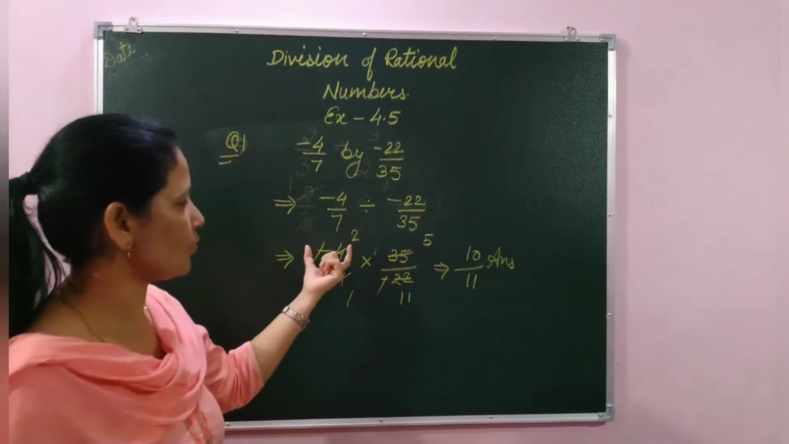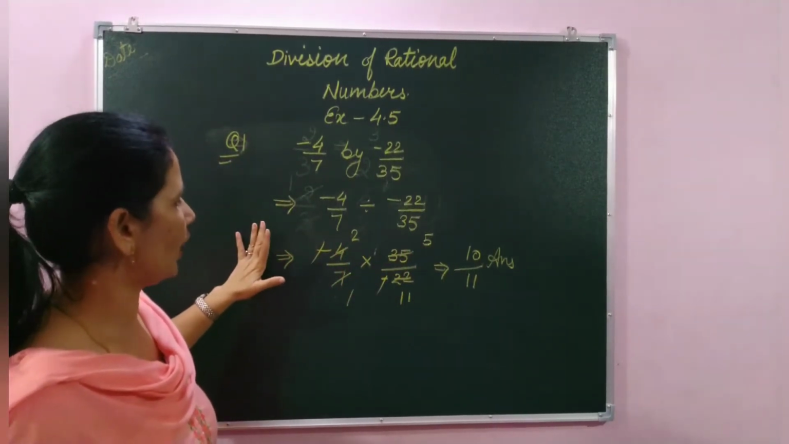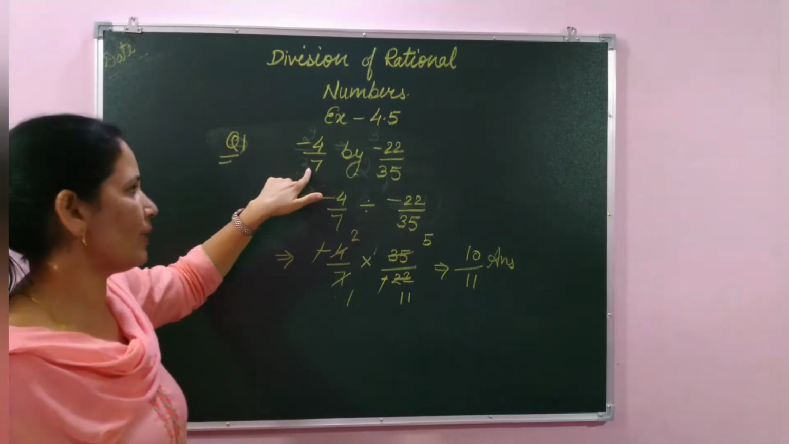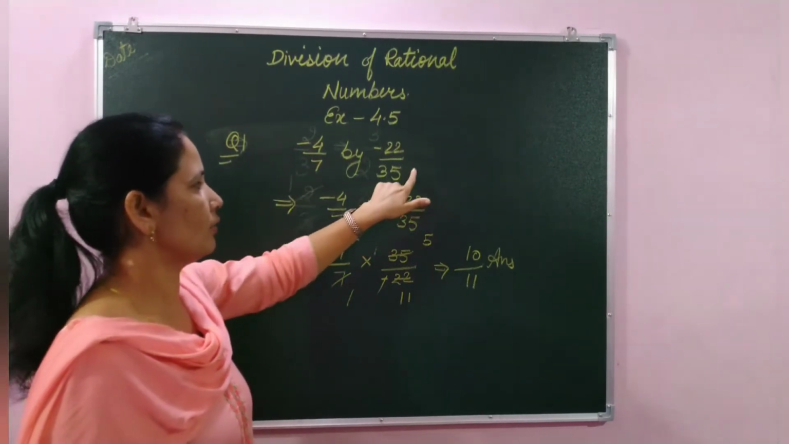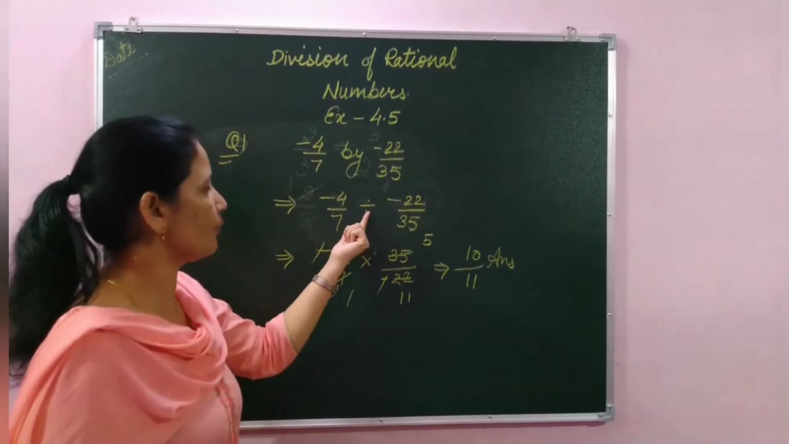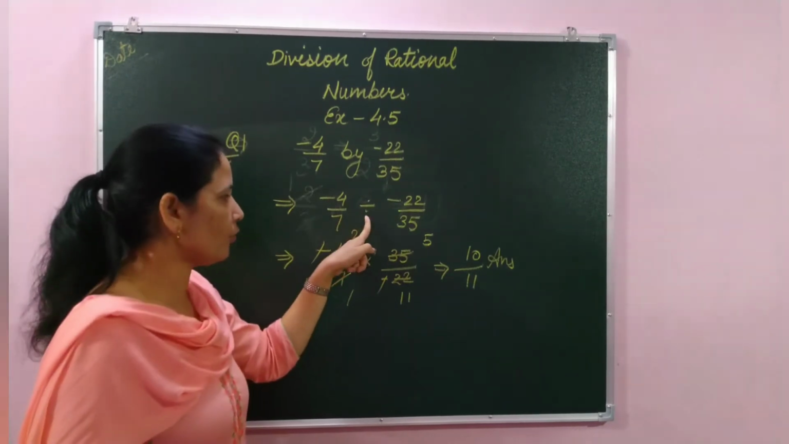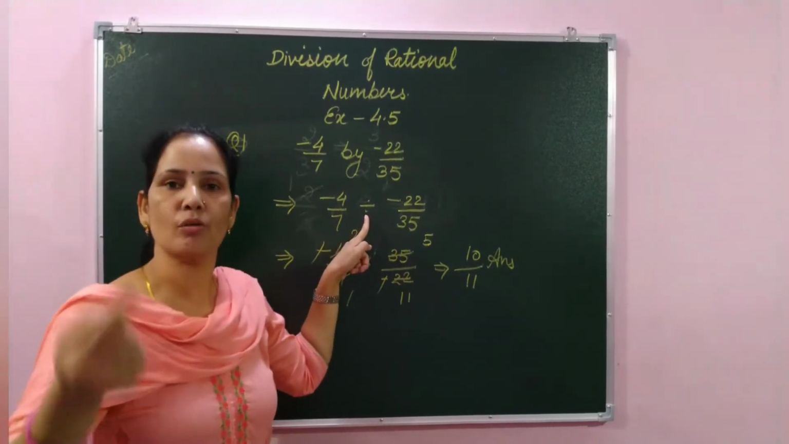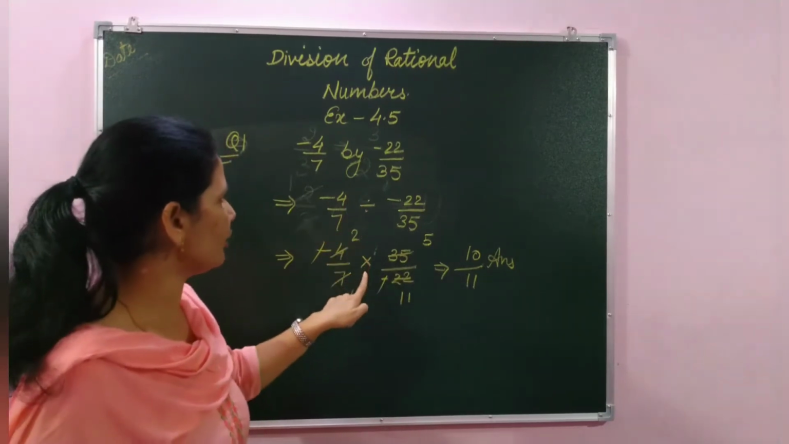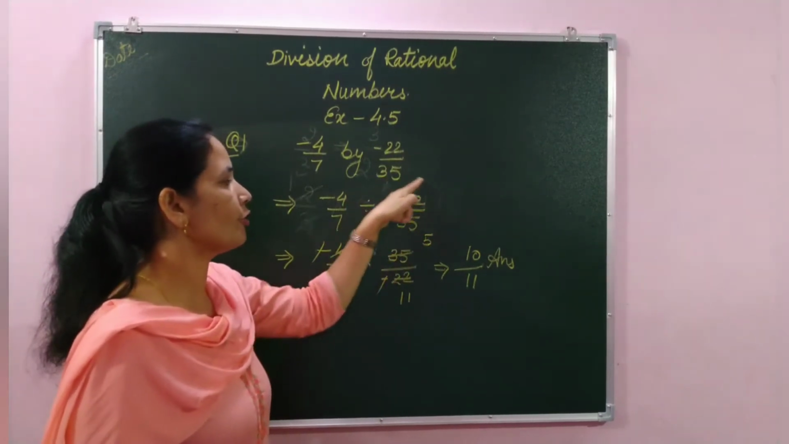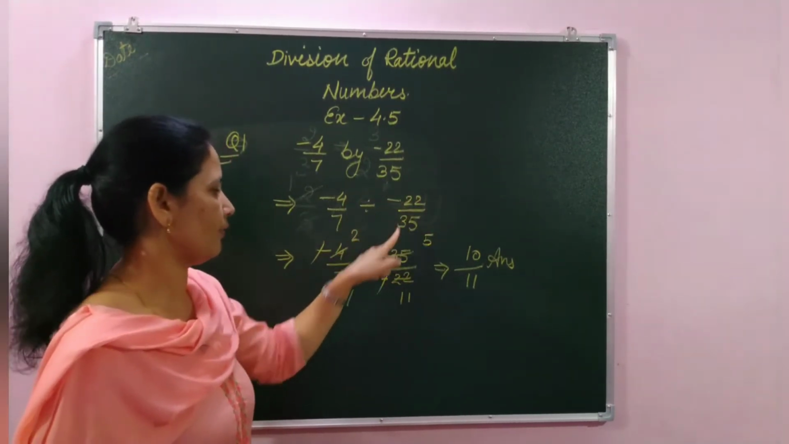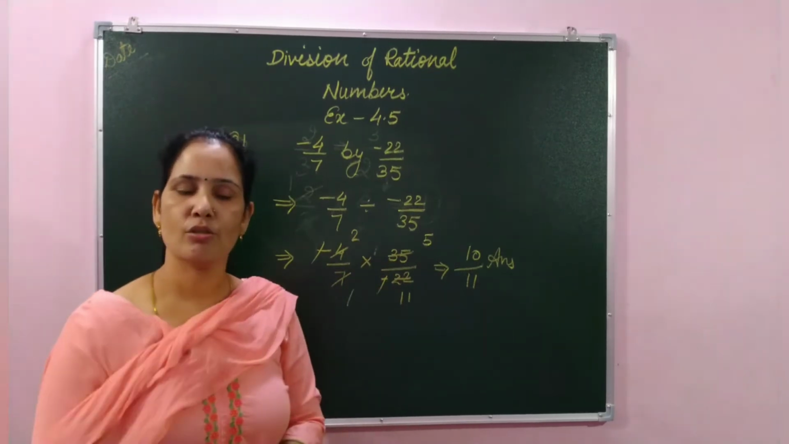So did you understand this, friends? How did we do this? First, we write minus 4 by 7 with the divide sign and the next number. Then we remove this divide sign and convert it into multiply. When it converts into multiply, we take the reciprocal of this number also. So it will be 35 by minus 22.